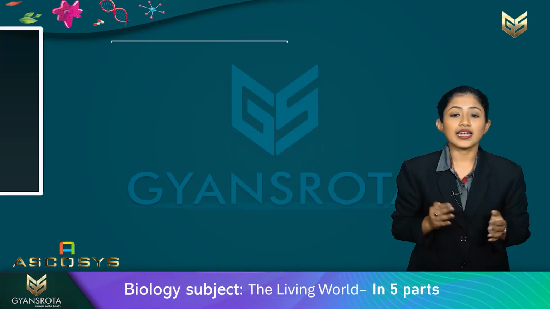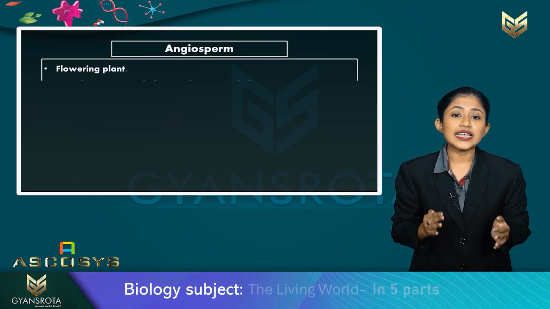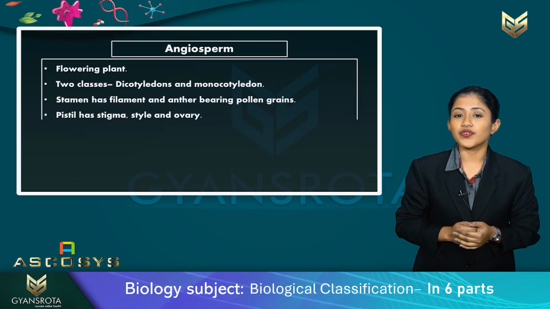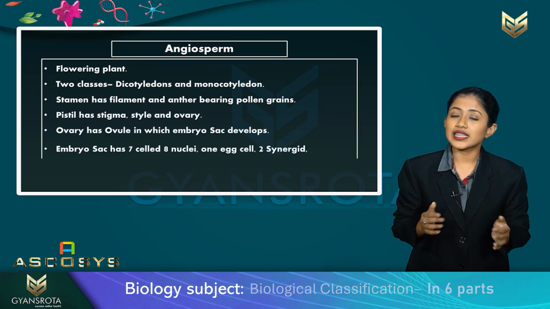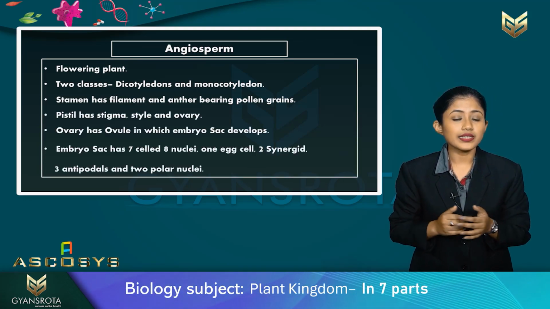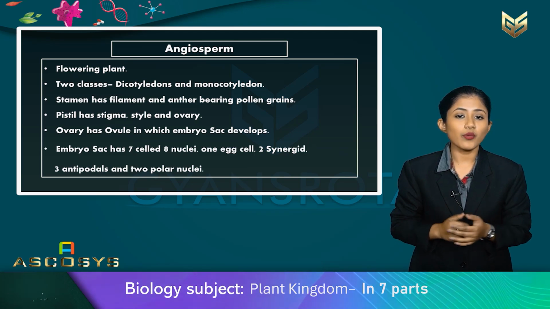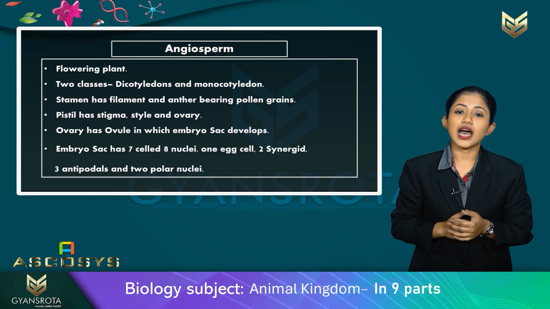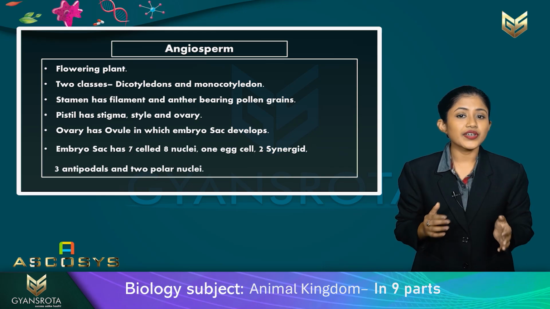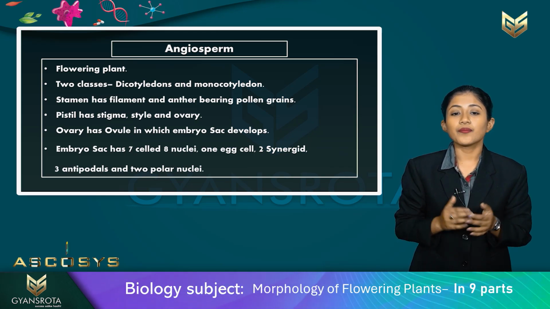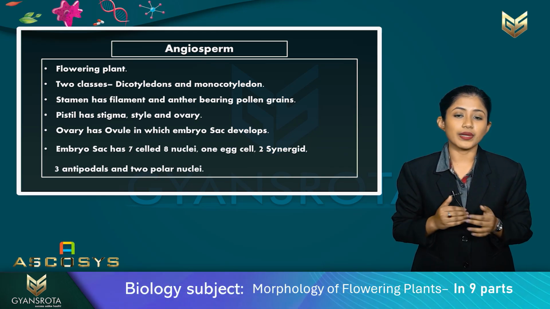Now we will talk about angiosperms. Angiosperms are the flowering plants, and unlike gymnosperms, they have seeds which are covered with an ovary wall. Since they are flowering plants, they have flowers, and these flowers have two kinds of accessory organs, the male gametophyte and the female gametophyte.